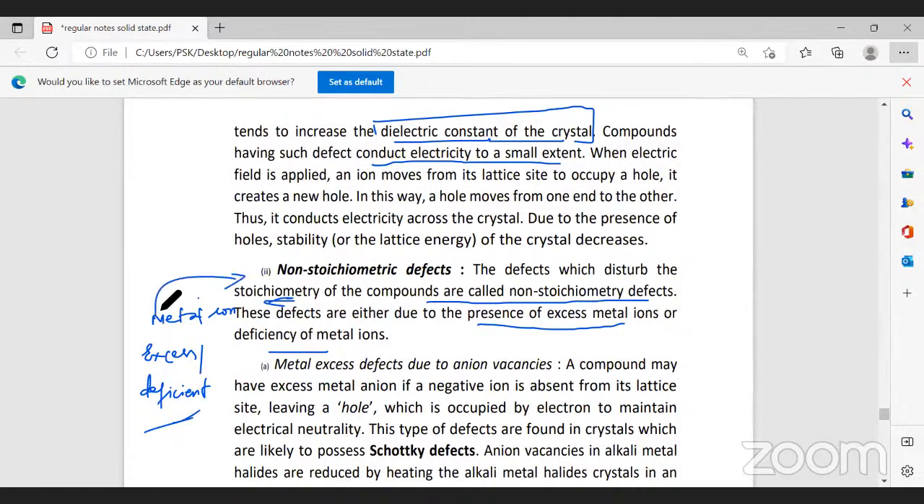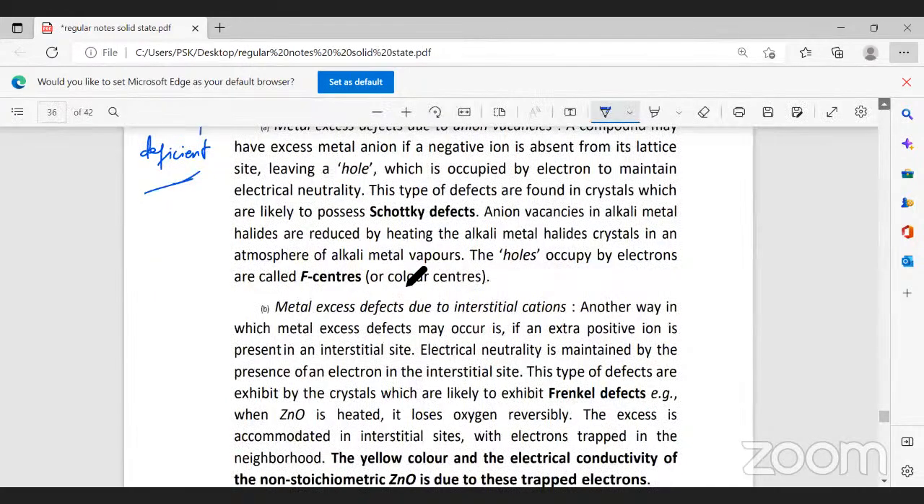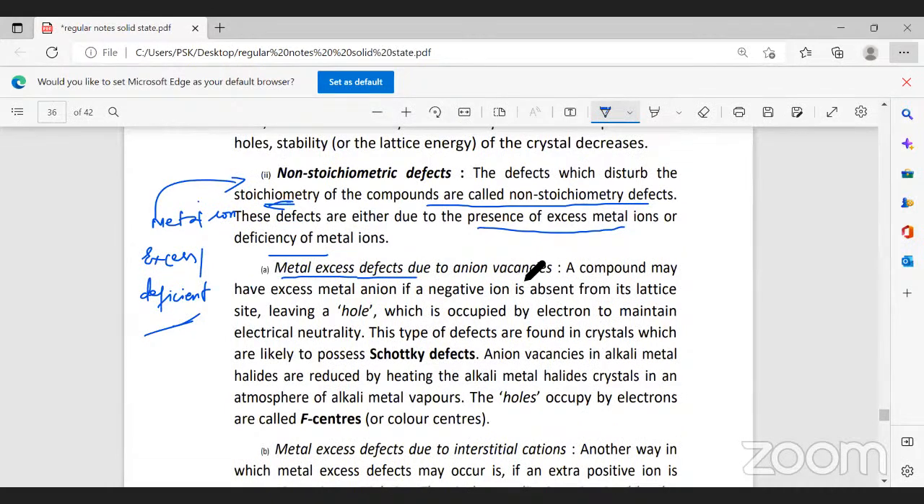In case of stoichiometric defects, the number of metal ions is equal to the number of non-metal ions. Remember that. Now, the first one we're going to learn is called metal excess defect. Metal excess defect due to anion vacancy. A compound may have excess metal if a negative ion is absent from its lattice site, leaving a hole.